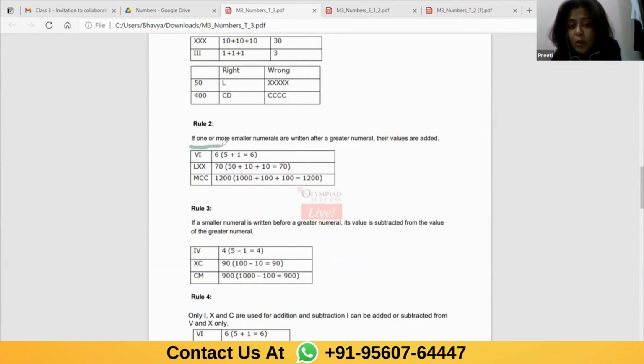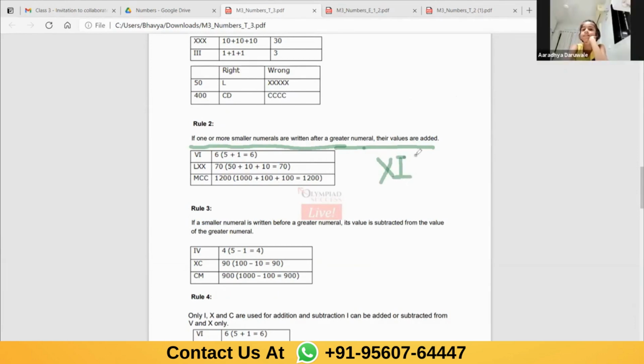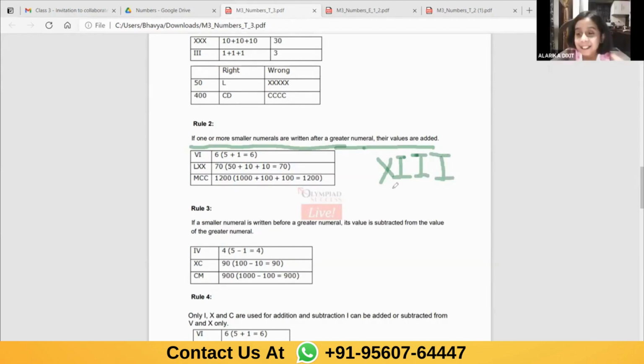If one or more smaller numerals are written after a greater numeral, their values are added. Now, you people know that symbol X means 10. If I have to make 11, I will simply write I on the right hand side of X. This means 10 plus 1. It makes 11. And if I write one more I, what does that mean? 12. If I write one more I, what does that mean? 13. Can I write one more I? Is that allowed? No. Write V.